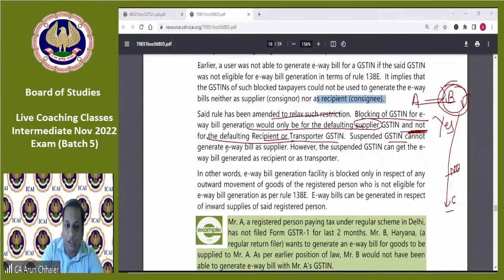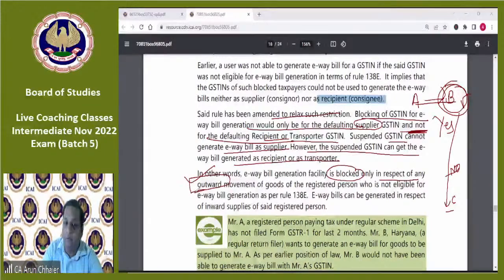A suspended GSTIN cannot generate an e-way bill as a supplier. However, the suspended GSTIN can get the e-way bill generated either as a recipient or as a transporter. In other words, e-way bill generation facility is blocked only in respect of any outward movement of goods by a person who is not eligible as per 138E. An e-way bill can be generated in respect of the inward movement of the goods.